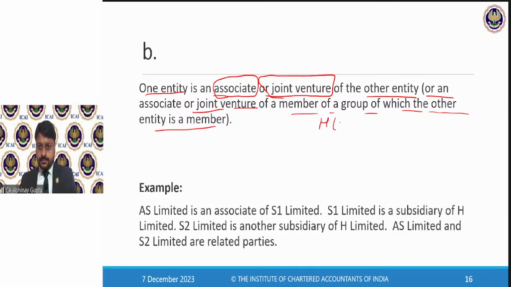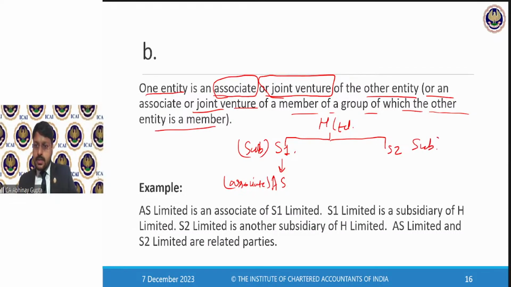Again, let's draw the chart. H Limited is the holding company. S1 is the subsidiary. S2 is the subsidiary of H Limited, right? Now, S1 has associate AS. S2 Limited is another subsidiary of H Limited. AS Limited and S2 Limited are related parties.